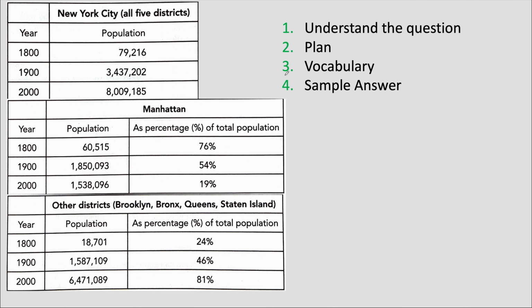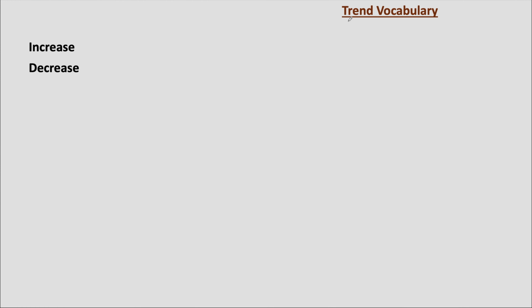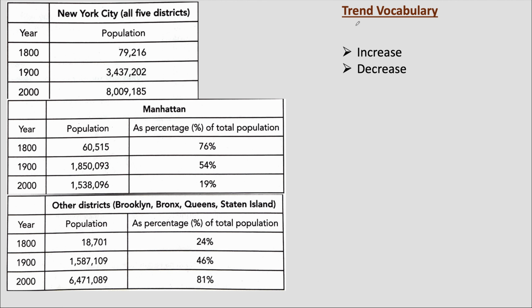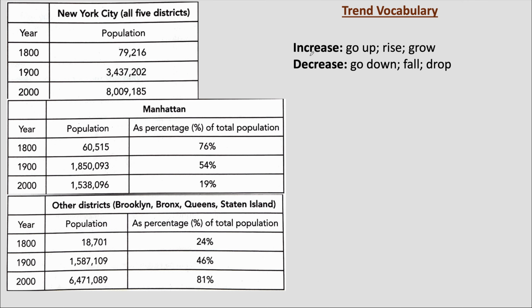Now let's look at vocabulary. We start with trend vocabulary. In graphs and tables, we often describe trends like increase, decrease, or fluctuation. In these tables, we mainly need increase and decrease. Instead of repeating increase, we can say go up, rise, and grow. For decrease, we can say go down, fall, drop.